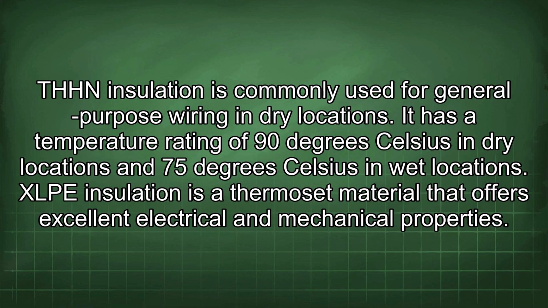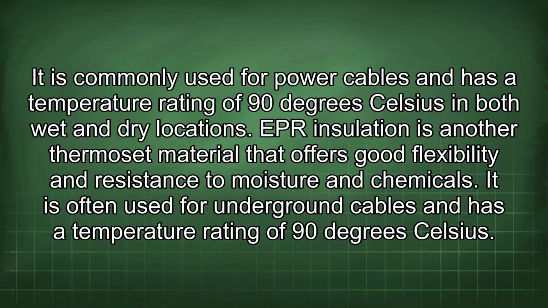It has a temperature rating of 90 degrees Celsius in dry locations and 75 degrees Celsius in wet locations. XLPE insulation is a thermoset material that offers excellent electrical and mechanical properties. It is commonly used for power cables and has a temperature rating of 90 degrees Celsius in both wet and dry locations. EPR insulation is another thermoset material that offers good flexibility and resistance to moisture and chemicals.